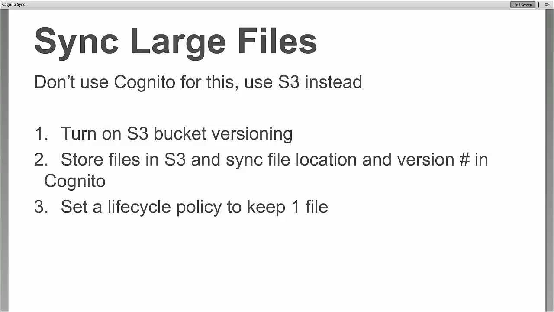And the best way to use S3 with Cognito is to turn on bucket versioning inside your S3 bucket, store the files there, and make sure the sync file location and the version number of that file is stored in Cognito. So basically you're using Cognito as a metadata store for your large files. And you can set a lifecycle policy in your S3 bucket to make sure that although you're versioning your files and you'll always have a version number for that file, it only keeps one version at any given time, which is the most recent version, of course.